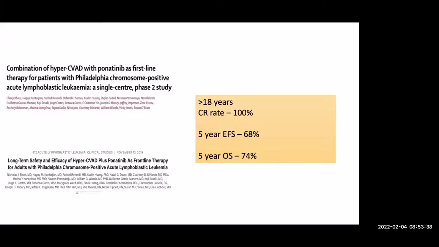So this pushed the investigators to look at the role of third generation TKI, which is not resistant to any of the mutations mentioned above. And this was studied by the MD Anderson group again, which looked at the role of hyperCVAD with ponatinib, and they found that the CR rate was almost 100% with a 5-year OS of 74%.